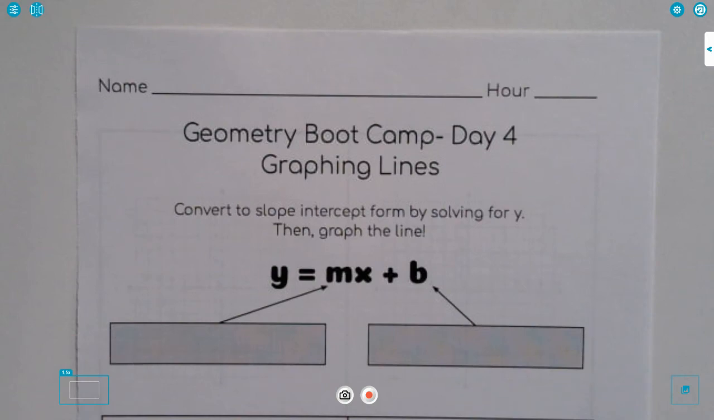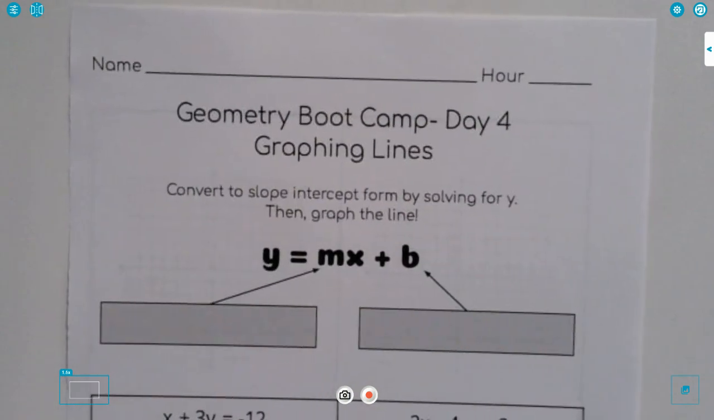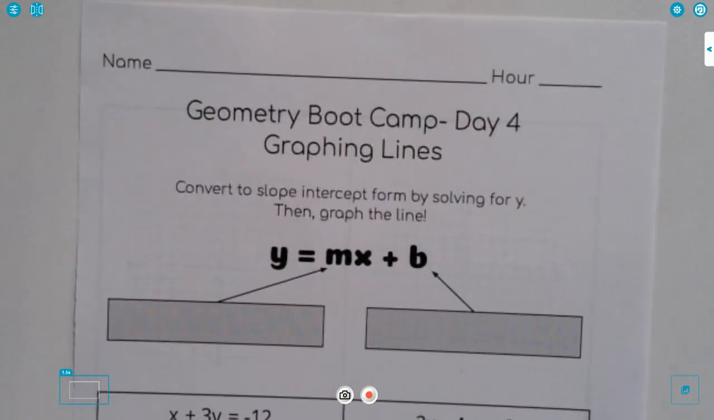So today we are graphing lines. We graph lines in a lot of different ways. We graph lines that were in slope-intercept form. Today what we're going to do is combine that with having to convert to slope-intercept form. So we're practicing two things that you might need to know.